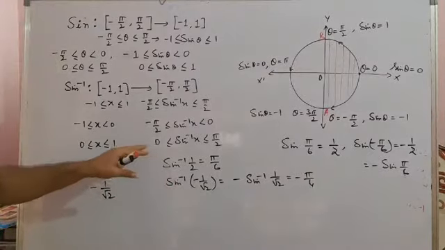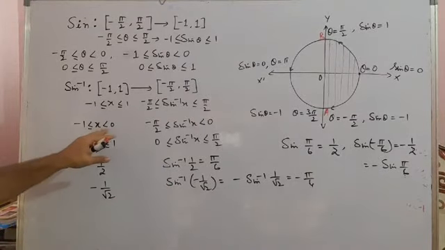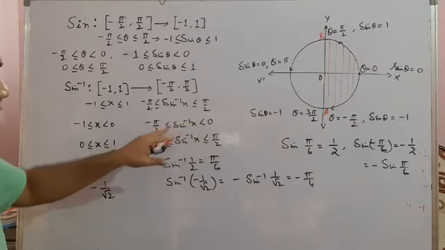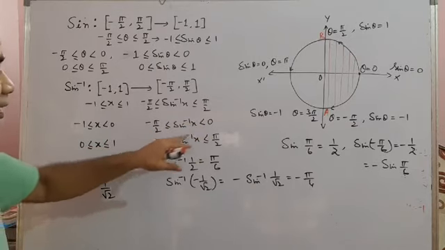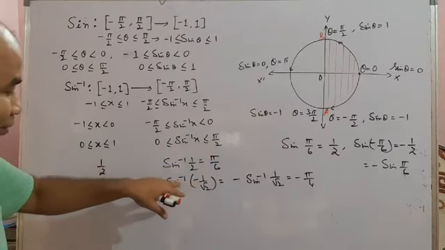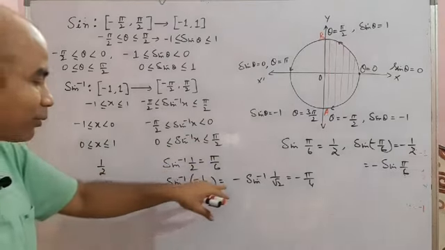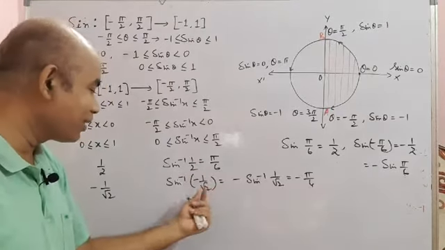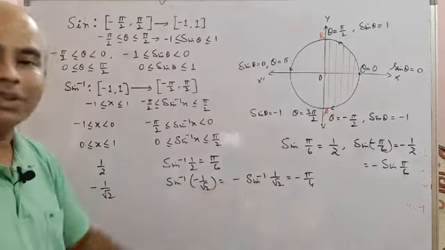So when your value is between minus 1 and 0, your angle is between minus pi by 2 and 0, and these are nothing but the negative of the angle between 0 and pi by 2. So to find sin inverse of minus 1 by root 2, we find minus of sin inverse of 1 by root 2, which is minus pi by 4.